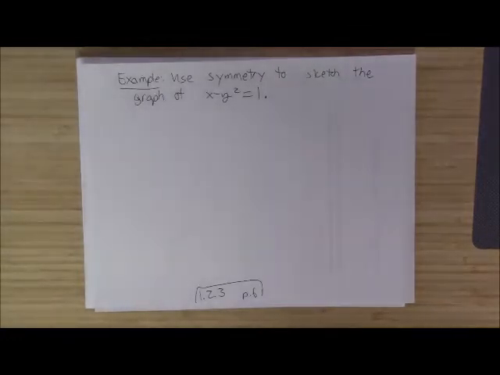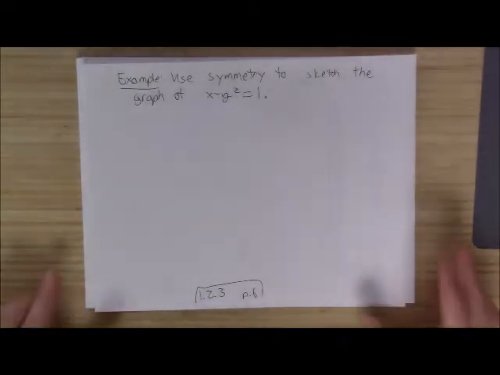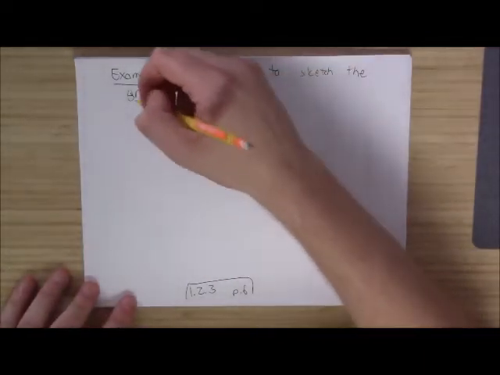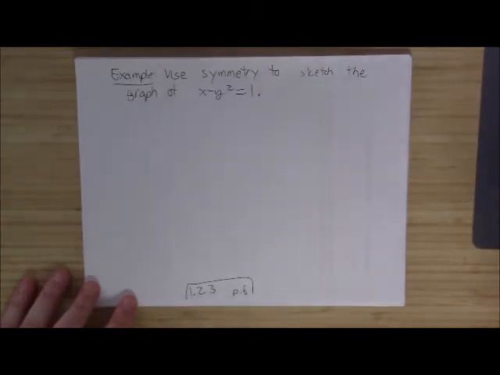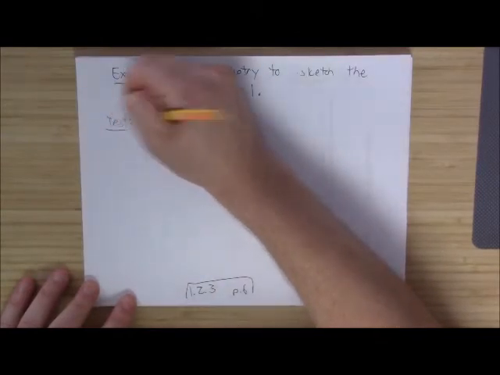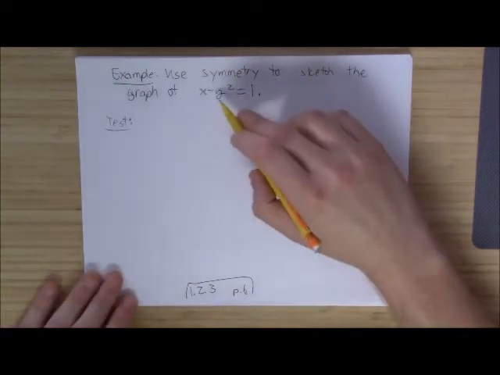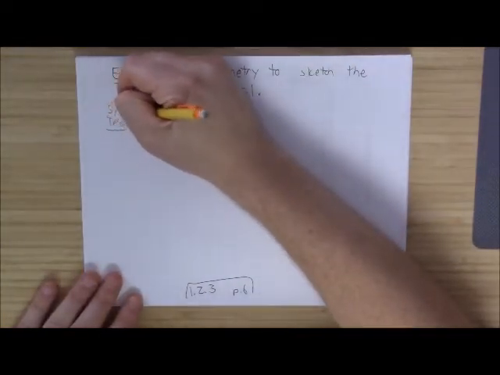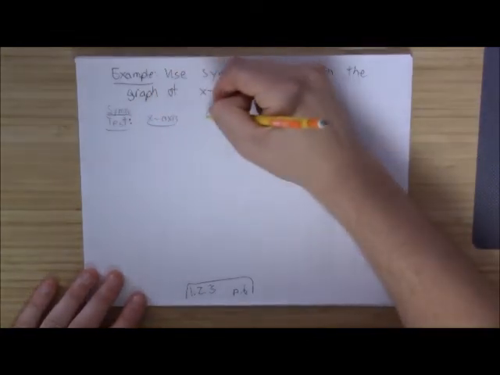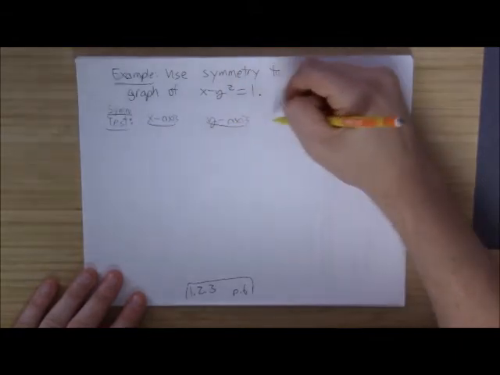All right, and now onto this example. Let's use symmetry to sketch the graph of x minus y squared equals 1. So here, this one's going to be a little bit different. Well, first let's test for symmetry. So for the symmetry test, we have x-axis, y-axis, and origin.